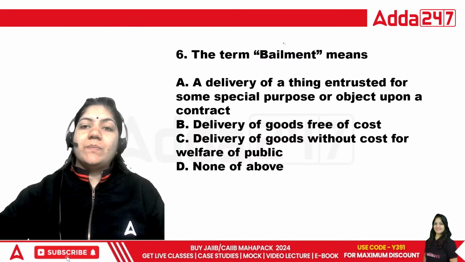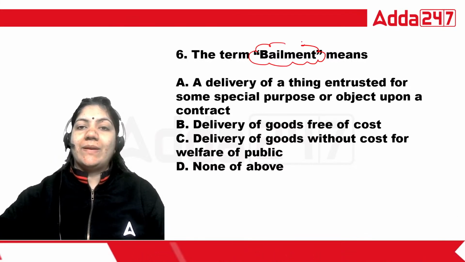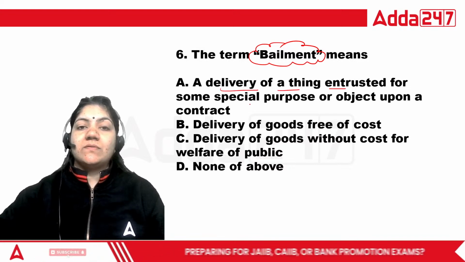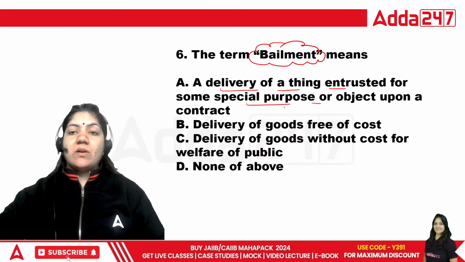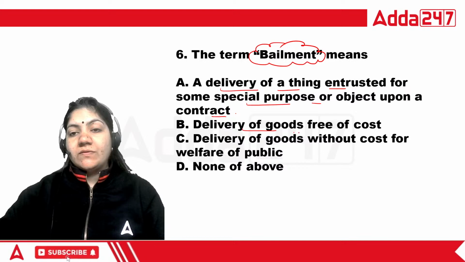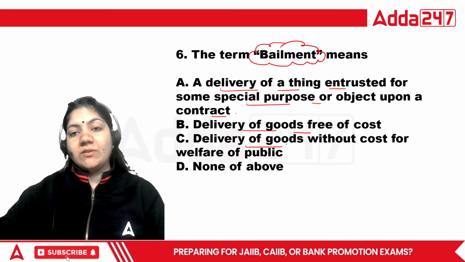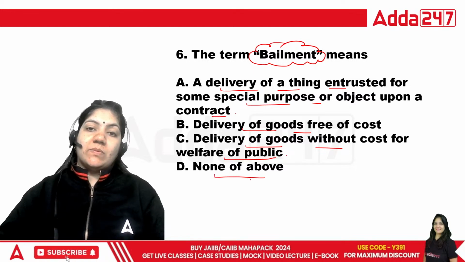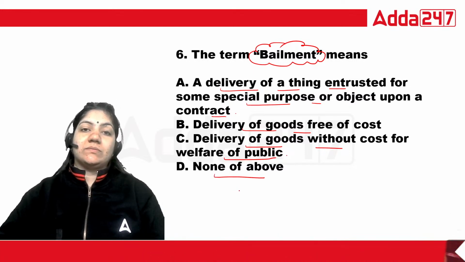What does the term bailment mean? Bailment: a delivery of things entrusted for some special purpose or upon a contract. Delivery of goods free of cost. Delivery of goods without cost for the welfare of the public, and none of the above. What is bailment?